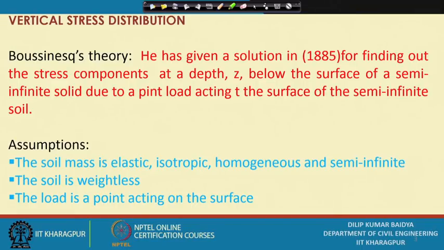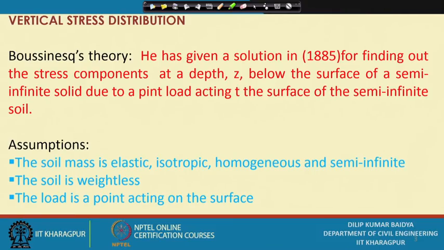So, the assumptions are the soil mass is elastic, isotropic, homogeneous and semi infinite. That means, when the load is applied on the ground surface, the ground surface with respect to the point is assumed horizontal and infinite in all directions, and also infinite in the downward direction. So, isotropic, homogeneous and semi infinite. Laterally infinite, also downward infinite. The soil is also weightless, that is another thing considered, because we are going to find stress because of the externally applied load, not because of the self weight.